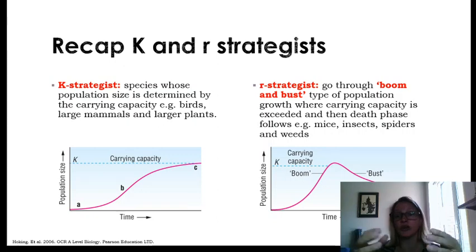On the other hand, you've got R strategists. So R strategists really take advantage of the resources that are available to them, and they'll go through this boom and bust population growth where they exceed that carrying capacity, use up their resources, and then go into a death phase, the decline phase, the bust. And that would be things with a really fast reproductive strategy, so something like mice, insects, spiders, weeds, short life cycle, fast reproductive strategy, and they're taking advantage of the good conditions that they've got at that moment in time.